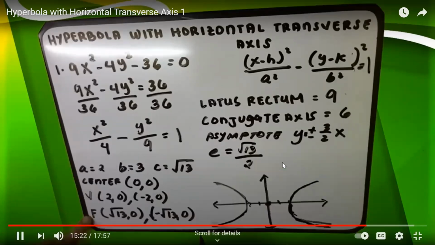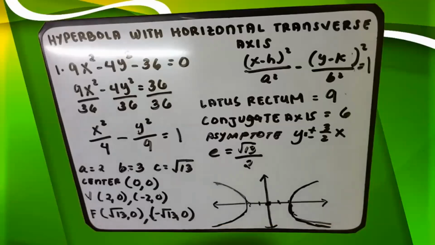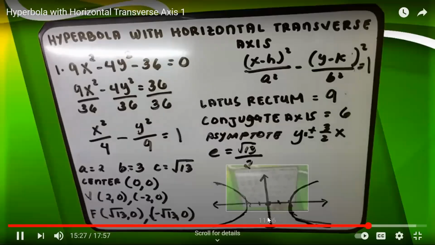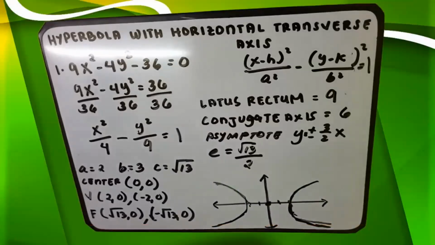Ang foci natin ay square root of 13, 0, isang positive at isang negative. Ang square root of 13, estimated siya is 3.61. So 1, 2, pagpalagay natin na ito yung 3, 3.5. So ito yung foci. Dito naman, ito isa negative, ito isa positive. So focus ay ito. Focus 1, focus 2. Foci.